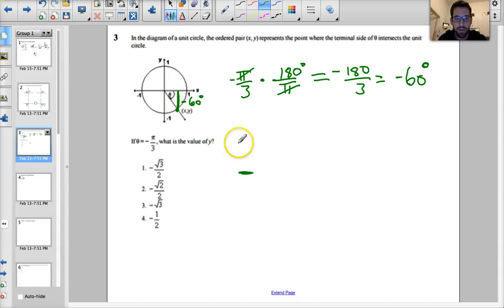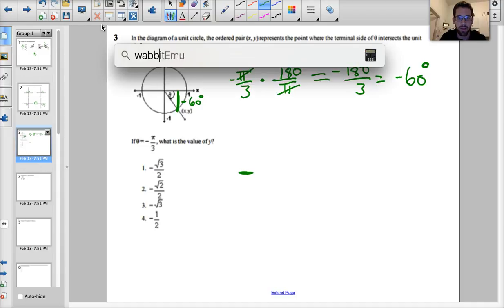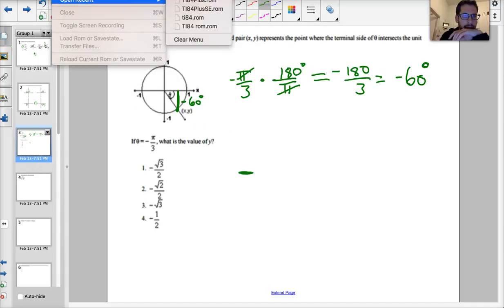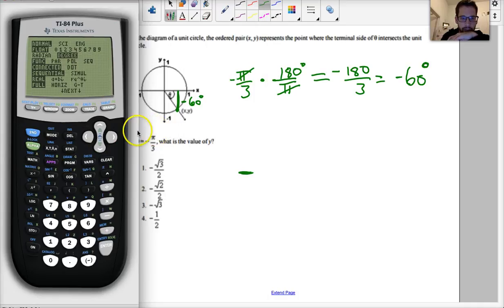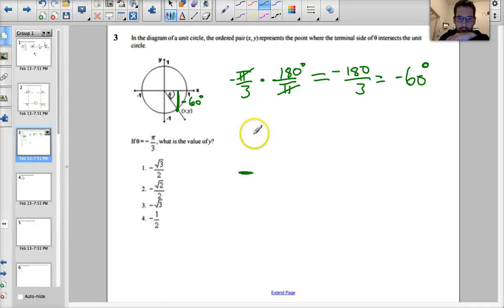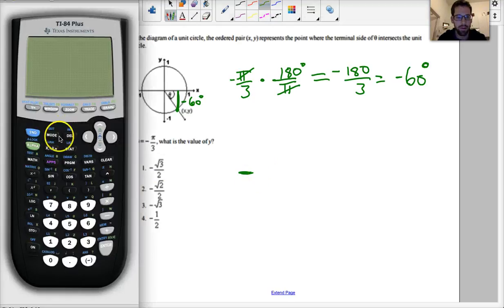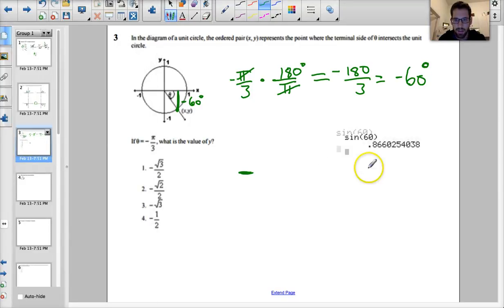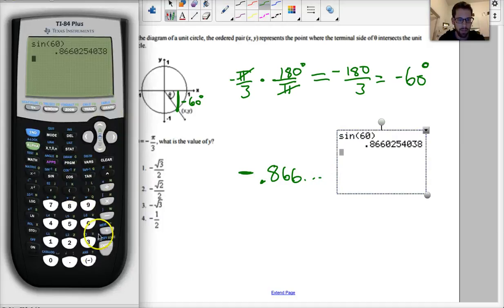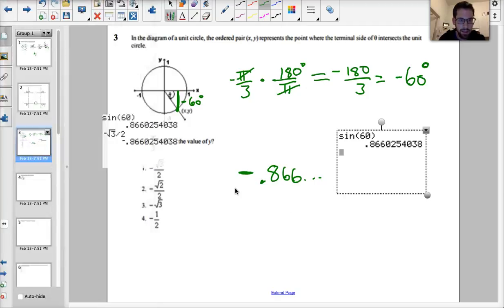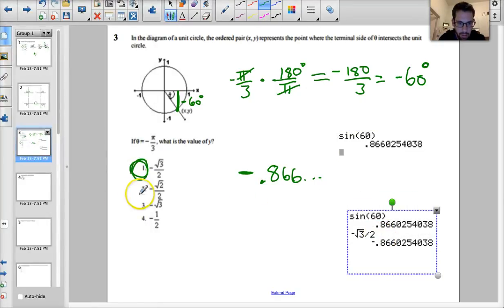Since this is negative 60, I could just plug that into my calculator. I'll do it that way for you guys. If I open up my calculator here, I have to make sure that I'm in degree mode, so I'll go to mode and move it from radians to degrees. Then I have to do the y coordinate. I know y is going to be sine, so I have to do sine of negative 60 degrees, which gives me negative 0.866 and so on. That is approximately equal to, and I can check this, the square root of 3 over 2, which gives me the same thing. Good. So that means it's answer choice number 1.